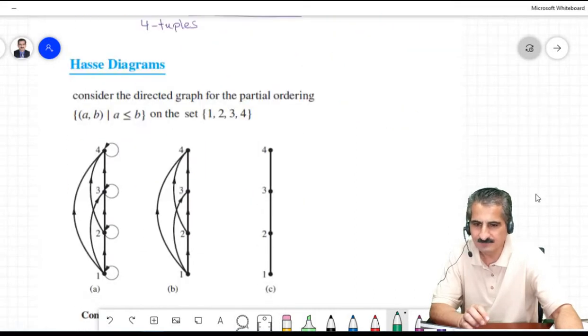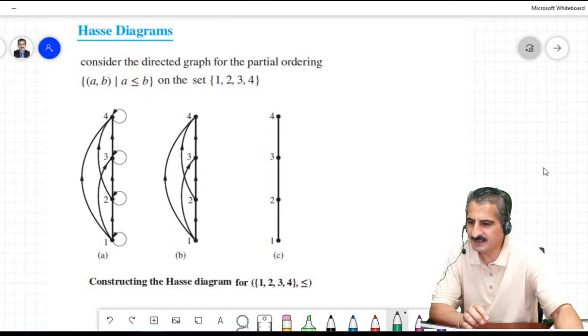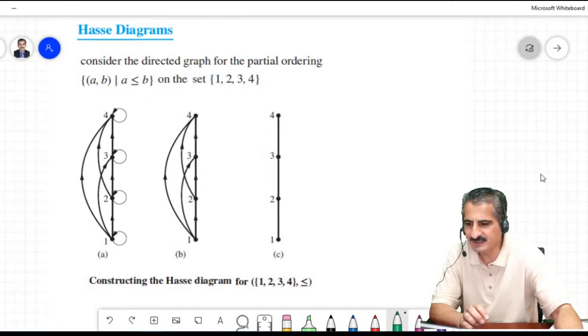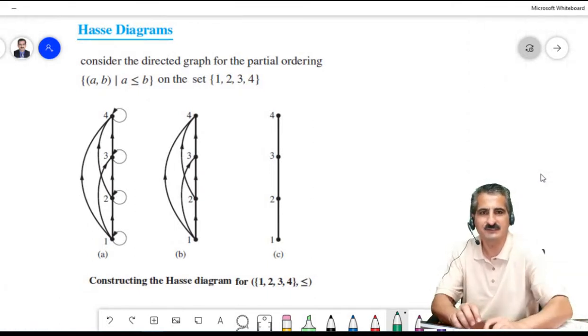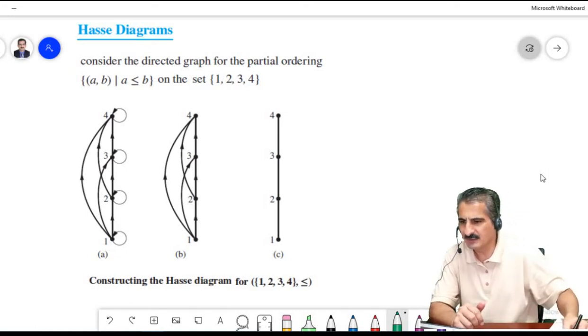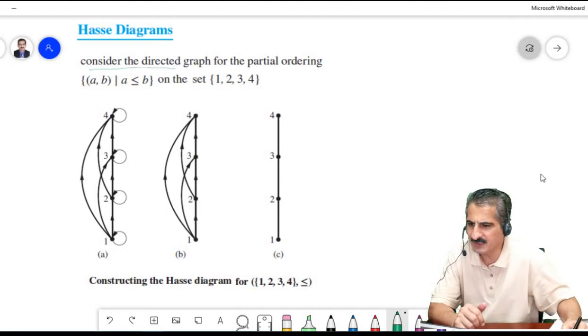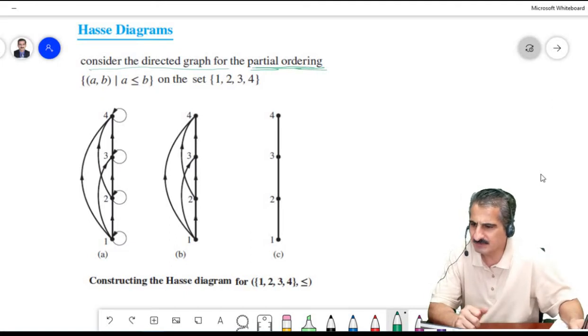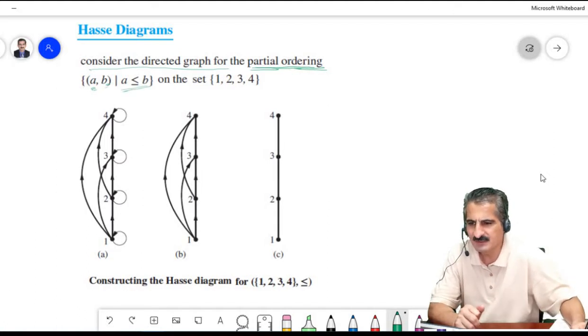Okay. Now let's go to Hasse diagrams. These are just to represent how elements are related to each other, and I have already used them because they are very helpful. Like, consider the directed graph for the partial ordering set. Now A is related to B if A is less than or equal to B. Actually this is a total ordering, but we can still call it a partial ordering. Okay, in the set 1, 2, 3, 4.